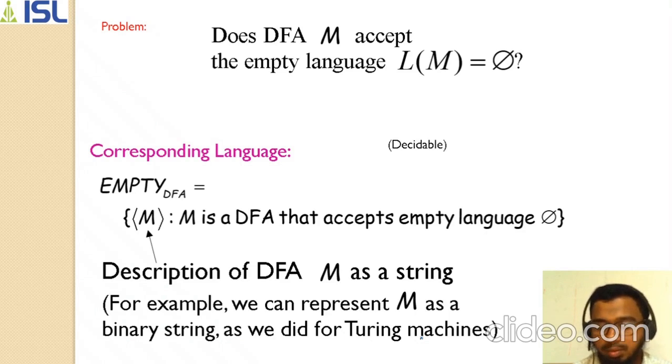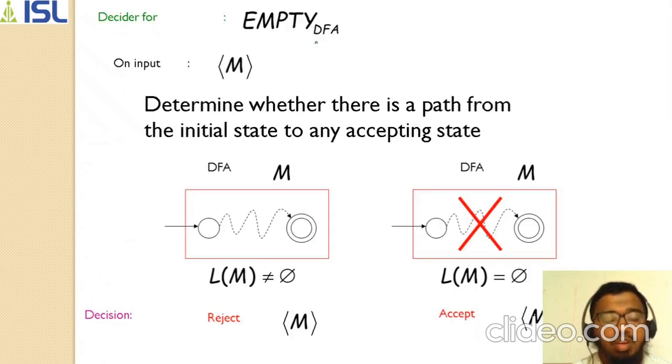Next, the decider for the empty DFA. On input M, determine whether there is a path from the initial state to any accepting state. We need to check whether the path is there or not from the initial state, because when the language is empty there should not be a path from initial to final. If it is going to some final state, that means it is not empty, and L of M does not belong to phi.